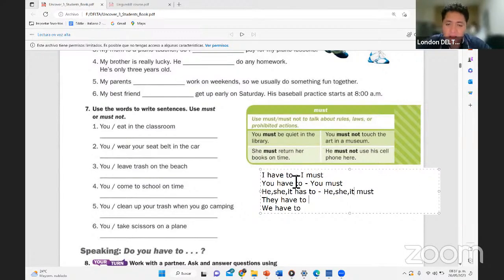Ok, entonces, por ejemplo, I have to pack. Tengo que empacar. Entonces, el verbo va en forma base porque tenemos to. Y vamos a poner, por ejemplo, must pack. Debo empacar. Entonces, recuerden que con must no vamos a utilizar to. Y se utiliza must para todos los pronombres. So, for example, also they must.